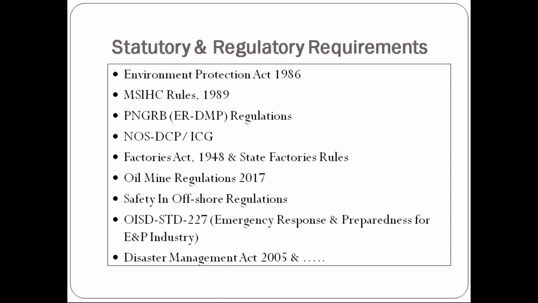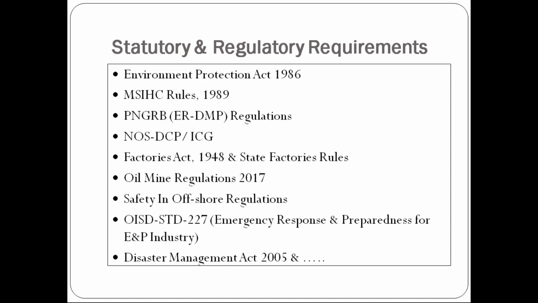Then there are the PNGRB ERDMP regulations, the Emergency Response and Disaster Management Plan regulations, which we will talk about in a little more detail regarding how this regulation is structured and where it applies. This particular regulation applies to oil and gas installations, like city gas distribution systems, cross-country pipelines, and storage depots. So for all the downstream facilities where this regulation applies, the plan has to be prepared according to the regulation's formats and templates, so that nothing is missed. We will touch upon the salient features of these, and the recent changes in the regulation.